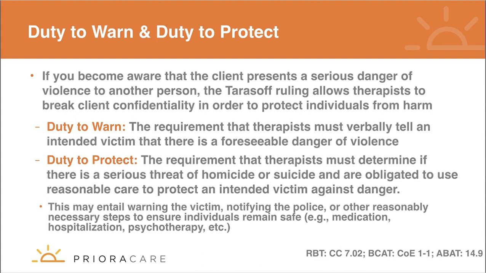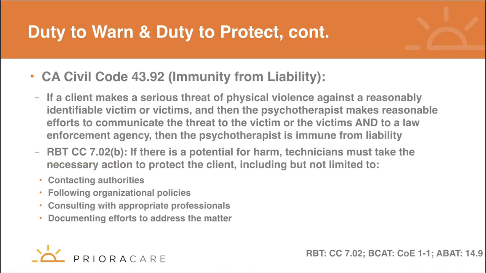This may entail warning the victim, notifying the police, or other reasonably necessary steps to ensure individuals remain safe. For example, medication, hospitalization, psychotherapy, etc. Furthermore, California Civil Code 43.92 states that if a client makes a serious threat of physical violence against a reasonably identifiable victim or victims, and then the therapist makes reasonable efforts to communicate the threat to the victim or victims and to a law enforcement agency, then the therapist is immune from liability.